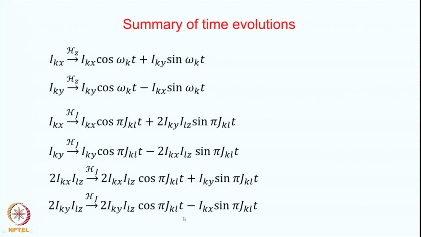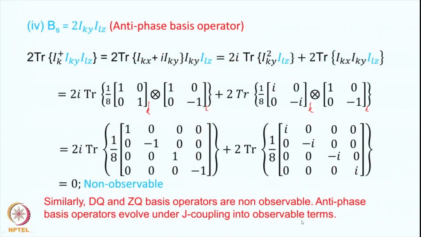After that evolution is done, consider evolution during the detection period and during the signal collection. These terms will then contribute to observable magnetization. These themselves are not observable, but they evolve under the coupling into observable magnetization as IKY or IKX. So antiphase basis operators evolve under J coupling into observable terms.